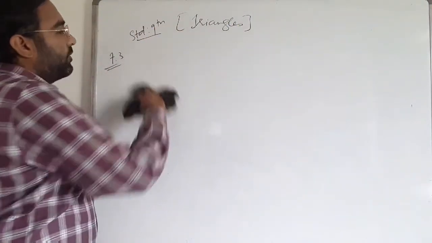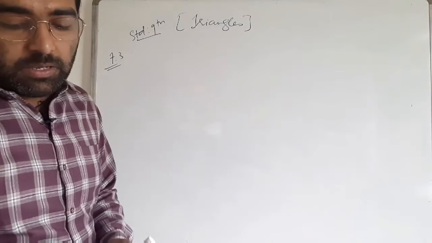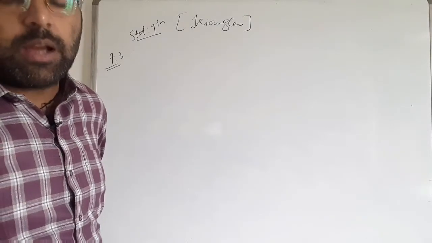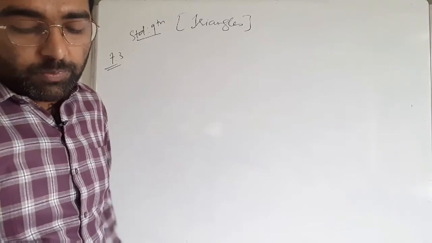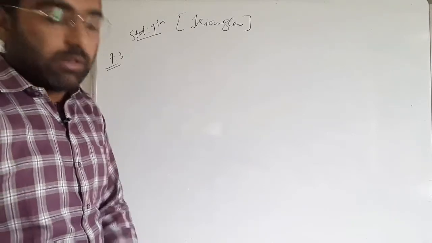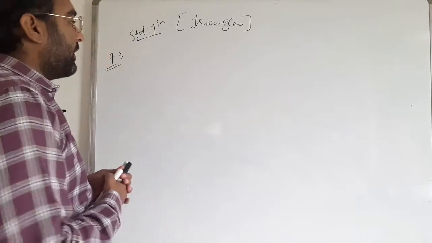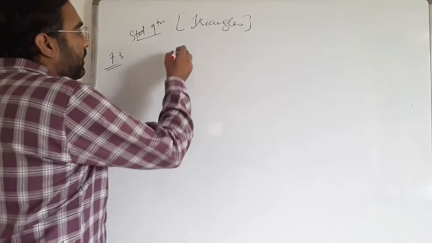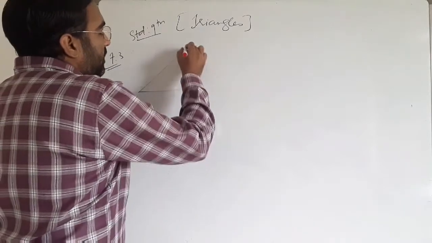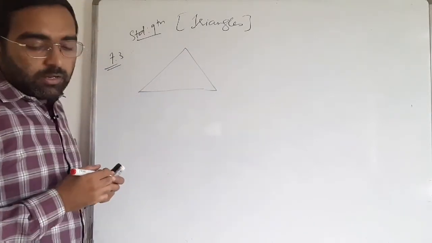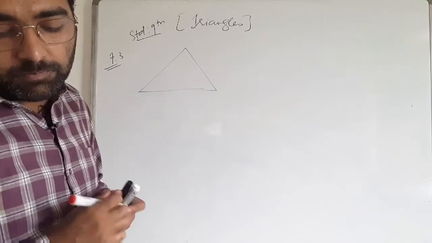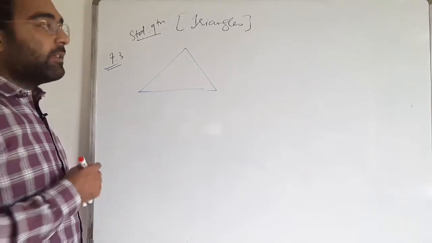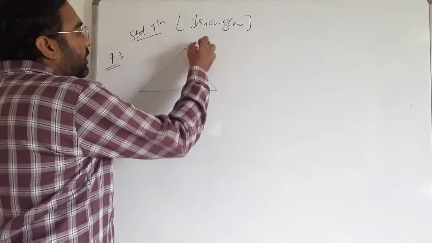In question number 4, BE and CF are two equal altitudes of triangle ABC. Using the RHS congruency rule, prove that triangle ABC is an isosceles triangle. Okay, here they say that we must use RHS congruency. Here triangle ABC is given. In that, BE and CF are two equal altitudes. Both of the altitudes are equal.